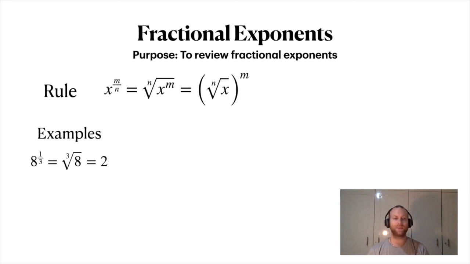So 8 to the power of 1 over 3. Applying the rule there, the 1 on top becomes the power, so 8 to the power of 1, and the denominator of 3 becomes the root. So it's the cube root of 8, and we can evaluate this. This is going to be 2. Even if we're doing it with variables, we still do the same thing. The denominator is 4, so it becomes the 4th root. The power is 3.